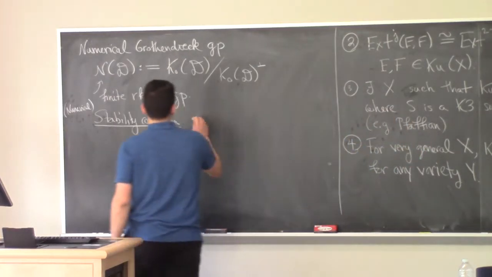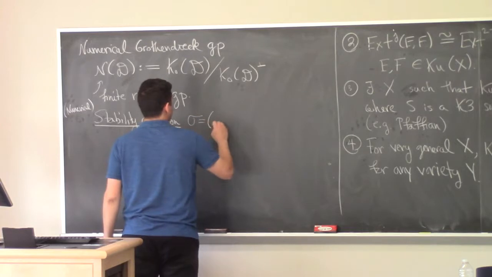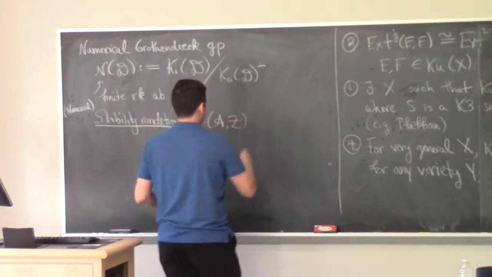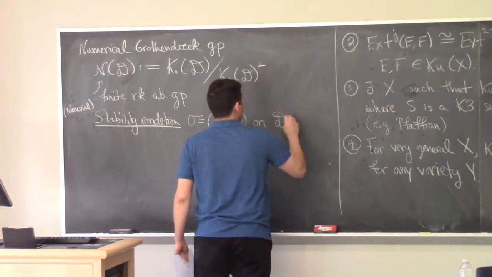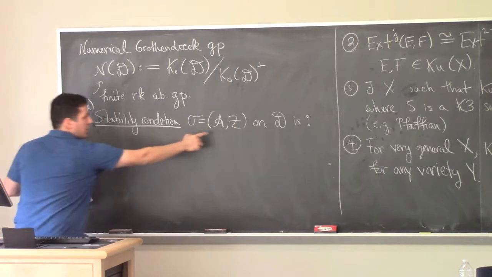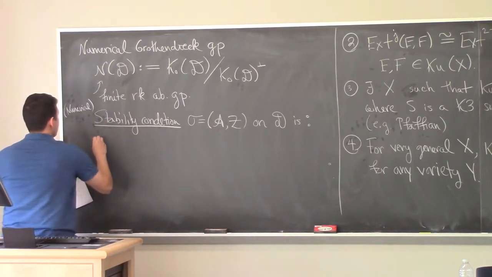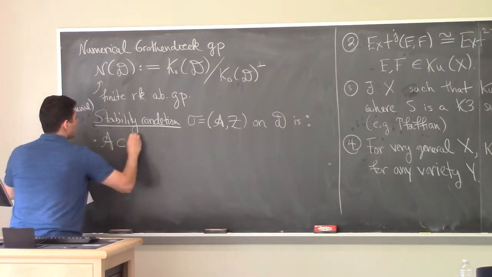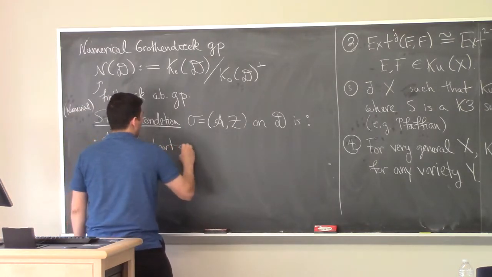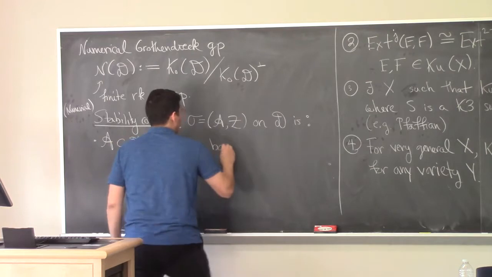And it consists of the following data. I'll call it sigma, and that's a pair of something called A and something called Z. So MD is the following. So the first thing that we have is this piece of data A. So A inside of D is supposed to be the heart of a bounded t-structure.